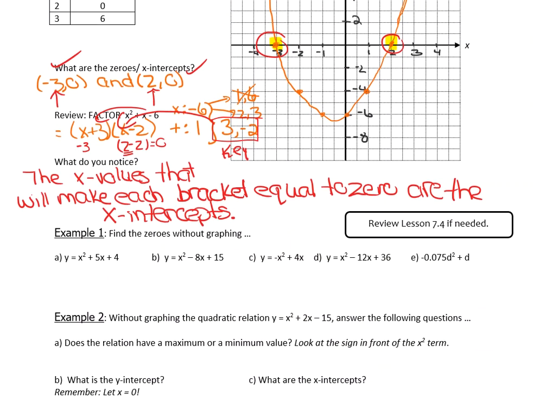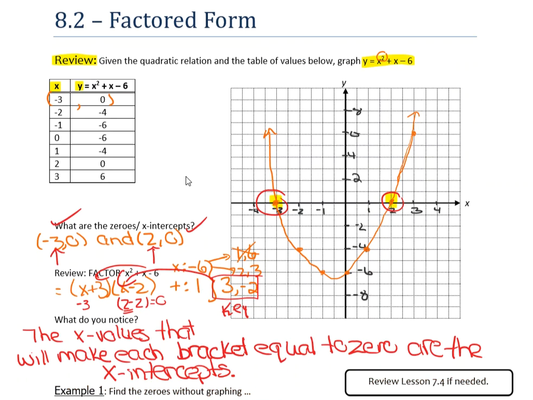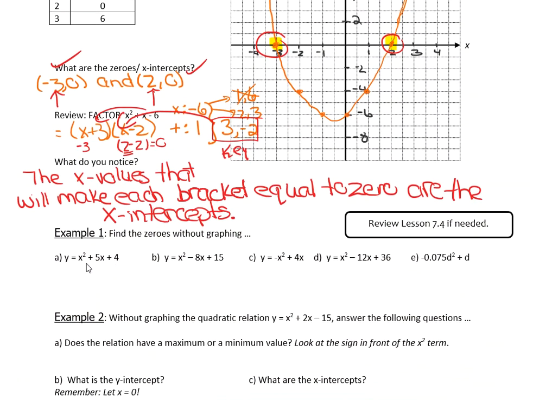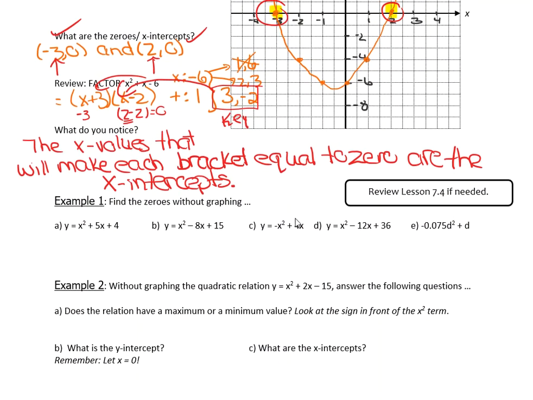Find the zeros without graphing. So this starts with y equals, just like up here, we have y equals, we have a table of values. So this is another quadratic, y equals x squared plus 5x plus 4. But we're not talking about graphing right now. We're just talking about finding the zeros or the x-intercepts here and here without graphing. So I know how to do that now. The x values that will make each bracket equal to 0 are the x-intercepts. So I'm going to find the x-intercepts by factoring.